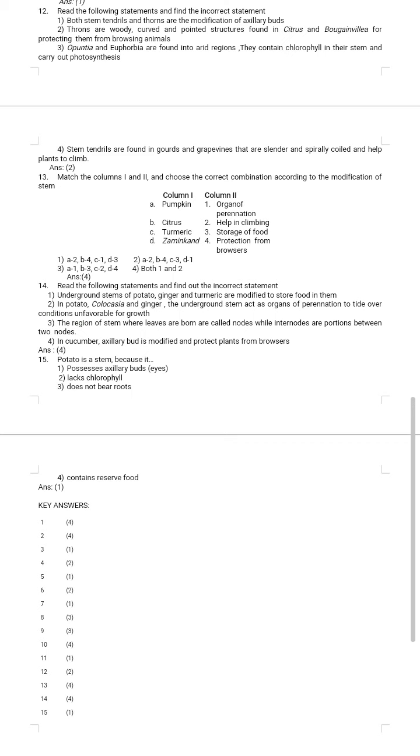Match column 1 and column 2 and choose the correct combination according to modifications of the stem. Here students, in column 1 some plants are given, in column 2 some modifications are given. Let us talk about this important question. Column 1: pumpkin, citrus, turmeric and Jamaican. In column 2: organ of perennation, help in climbing, storage of food, and last one, protection from browsers.